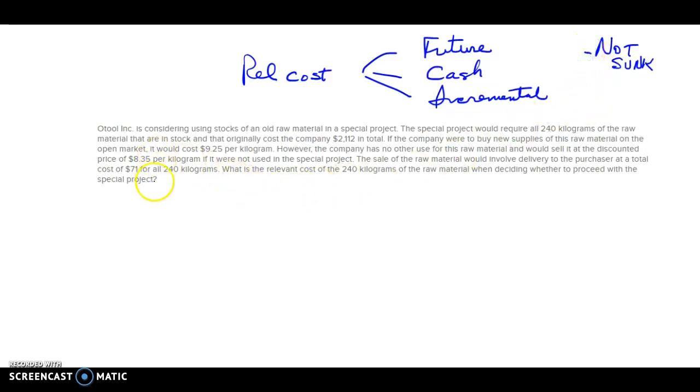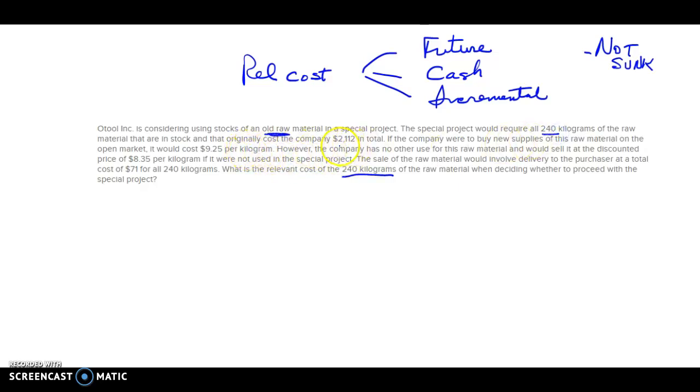Okay, so in this example, we want to know the relevant costs of 240 kilograms of raw material when deciding whether to proceed with the special project. Okay, pause this. So this question says that this is an old raw material and the special project would require 240 kilos.